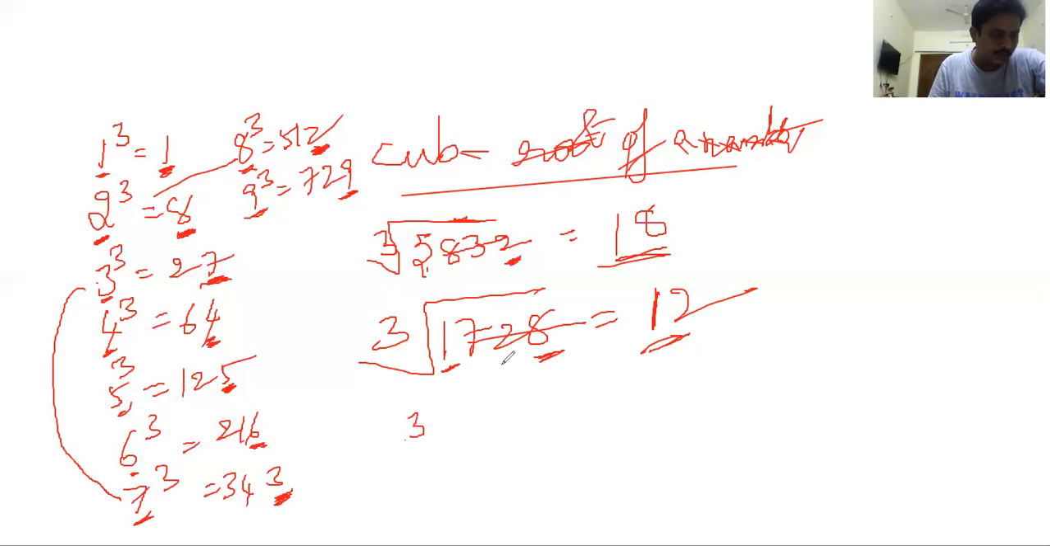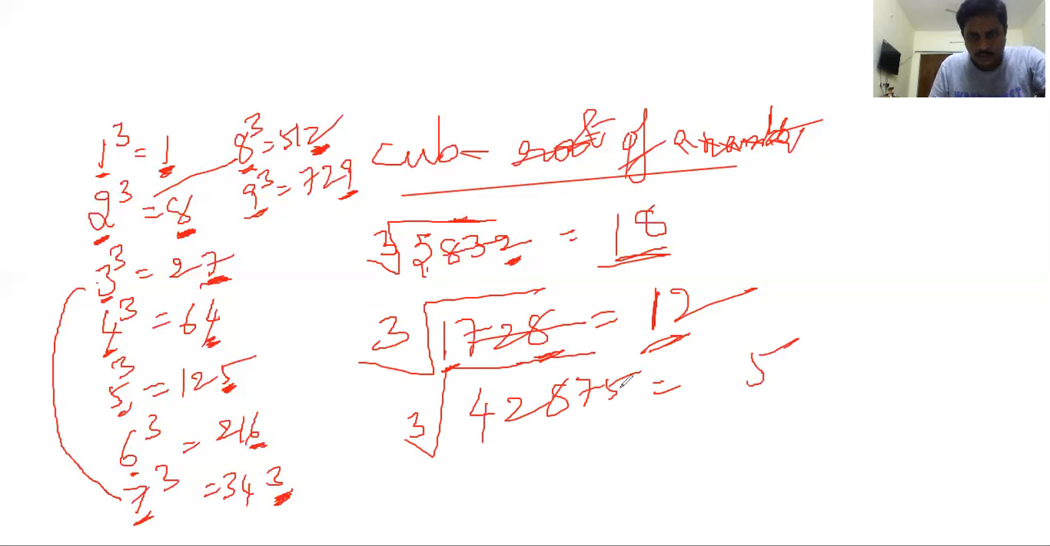Next, cube root of 42875. Last digit 5 means we get 5. Remove the last 3 digits, leaving 42. We need the nearest cube lesser than 42. Here 3 cube value is 27, which is less than 42. So this is the cube of 3. So write 3. 35 is the cube root of this one.